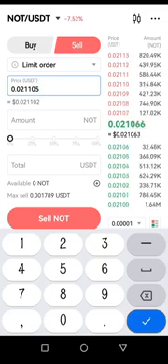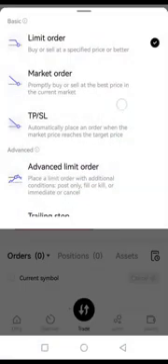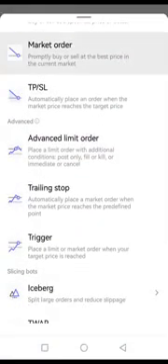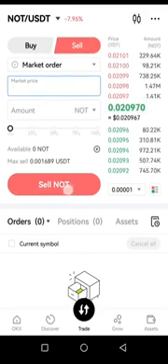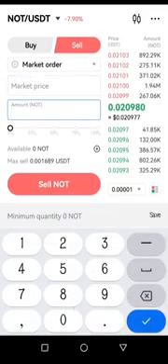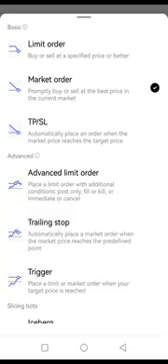When you come in right here again, the next thing I want to talk about is the market order. Here in the market order, it's very straightforward. It means you're buying at the current market price. When you hit the sell button, it sells, and when you hit the buy button, it buys instantly at the current market price. That's how the market order works. You're simply buying at the market price, and with the limit order, you're telling the market that when it gets to this particular amount, I want you to buy.